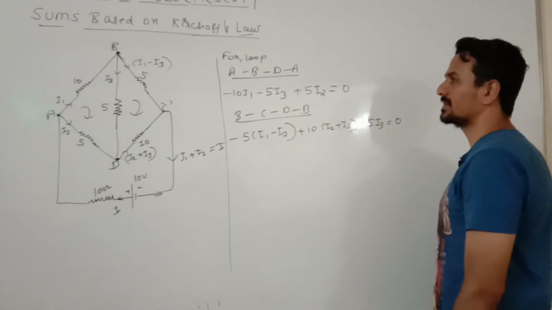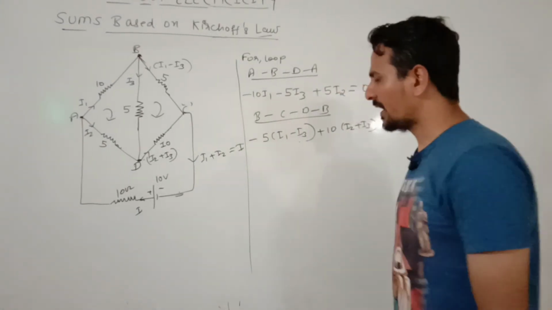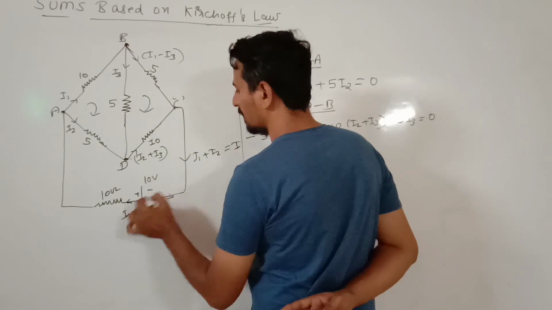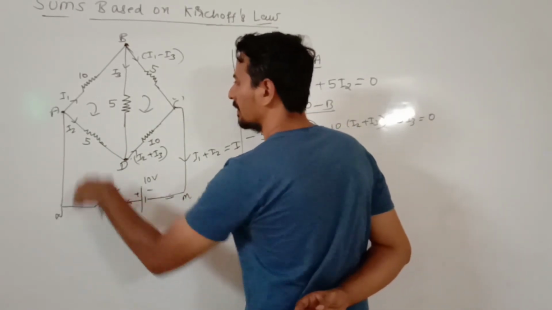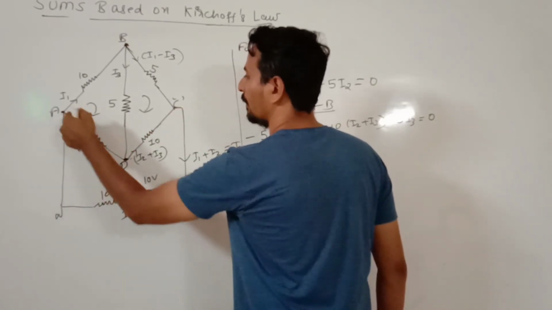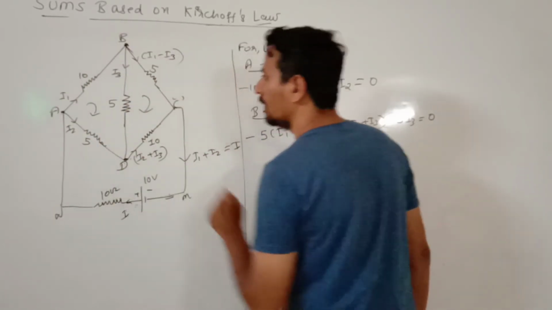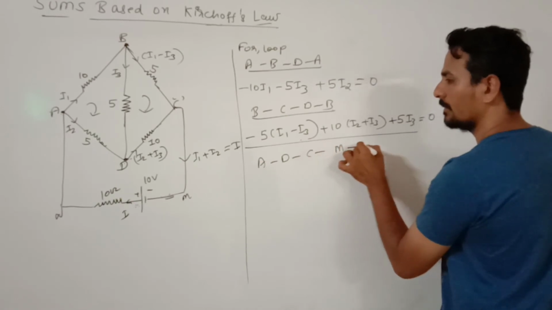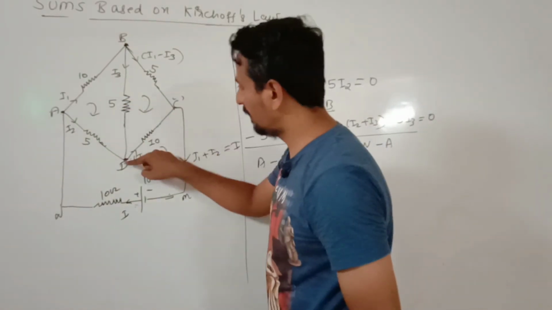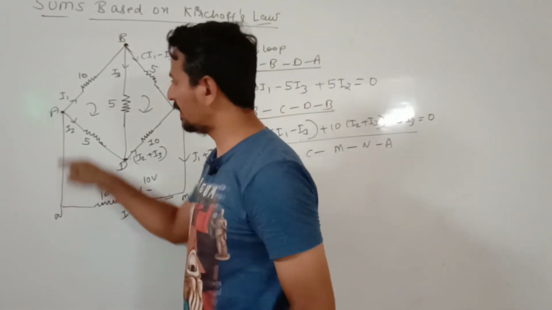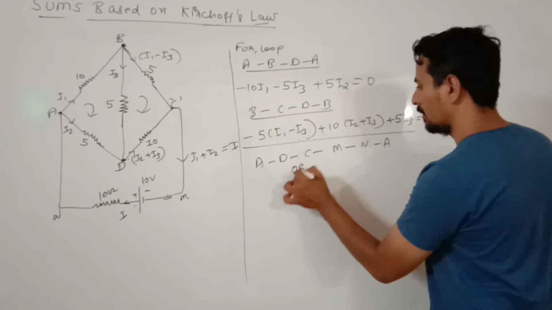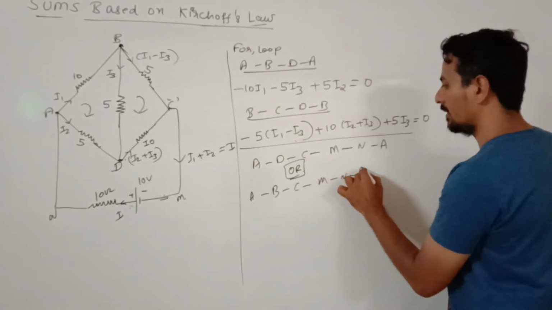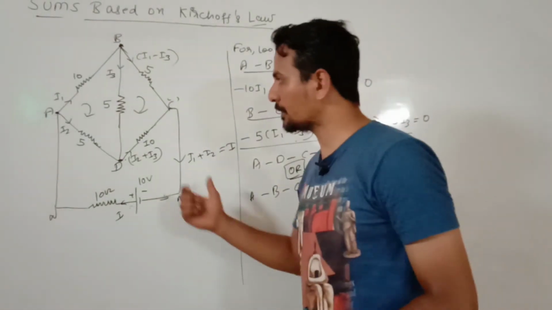Now the third loop. Because there are three unknowns, we need to take three loops. You can take the loop comprising the battery, that is A, D, C, and you can name these points M, N. You can take loop A, D, C, M, N, A, or you can also go for the loop A, B, C, M, N, A, either of them.